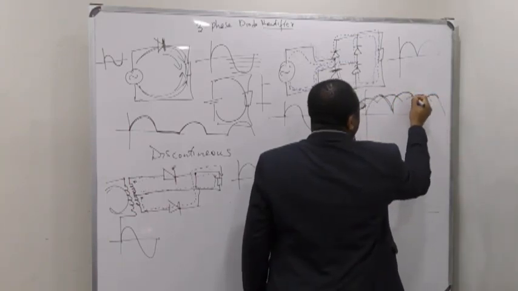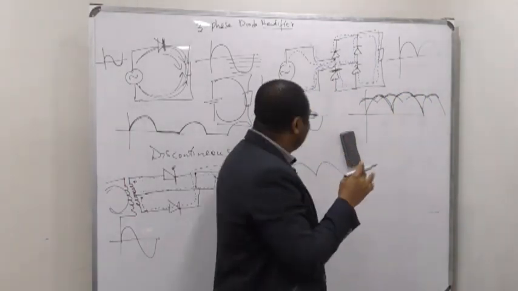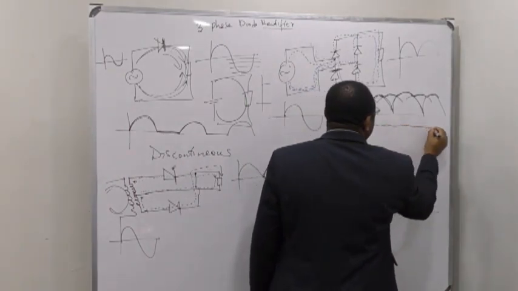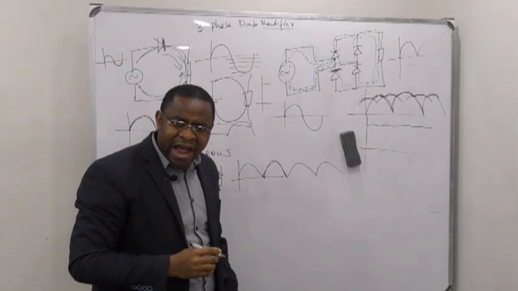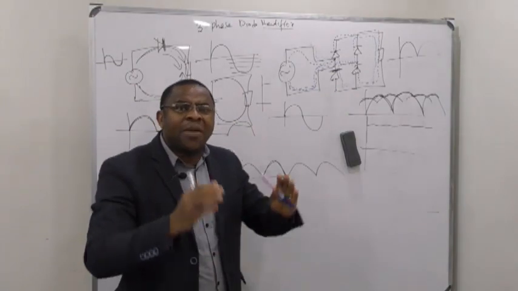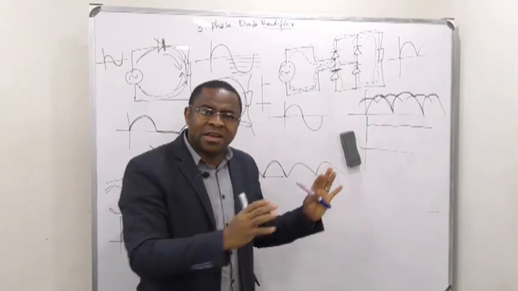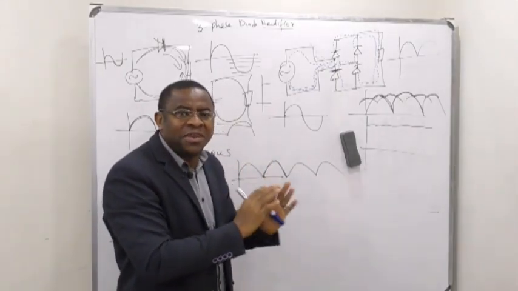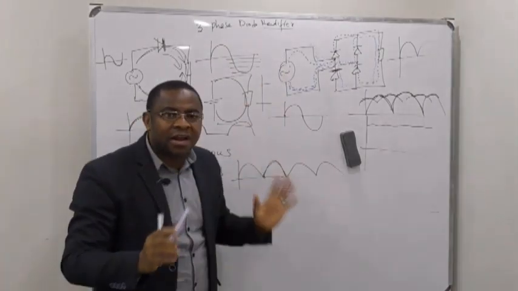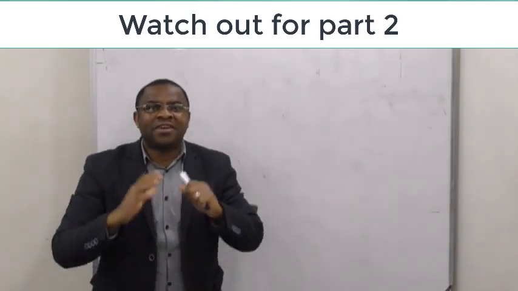If I can do that, then it will look a little bit more like a straight line, until I make it look like this. Then we get a straight line. So for me to do that, I'm not going to use only 4 diodes. Now I'm going to use 6 diodes. And if I use 6 diodes, then the source voltage has to be 3-phase. This now takes us to the 3-phase diode rectifier. So let's watch out and see how a 3-phase diode rectifier works.